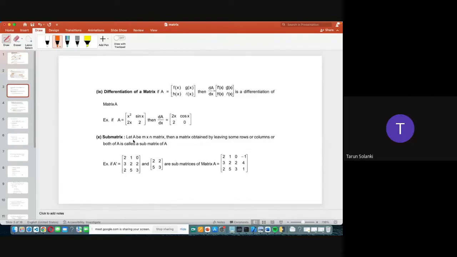Suppose a matrix is given: x squared, sine x, 2x, and 2. We need to find dA/dx. Differentiation of x squared is 2x, differentiation of sine x is cos x, differentiation of 2x is 2, and differentiation of 2 is 0. So our matrix becomes 2x, cos x, 2, and 0. Okay, so this is our differentiation of a matrix.